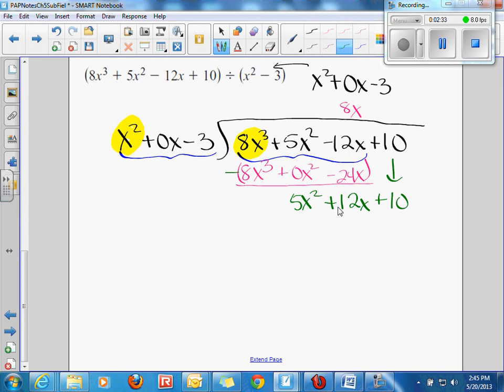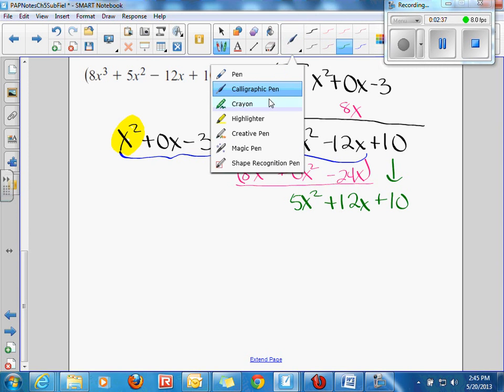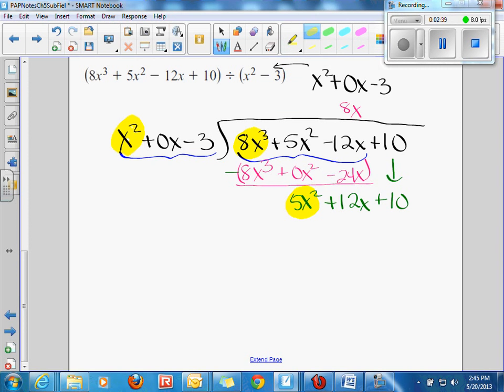So again, now I have 3 terms, and I have 3 terms here, so I'm going to be looking at the first part of that. How do I get x squared to be 5x squared? Well, I need to multiply by 5. So next to this 8x, I need to put 5, because we need to multiply by 5, so positive 5 there. 5 times x squared, 5x squared. 5 times 0x, 0x. 5 times negative 3, negative 15.